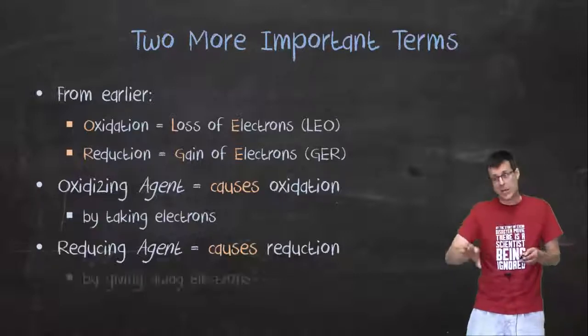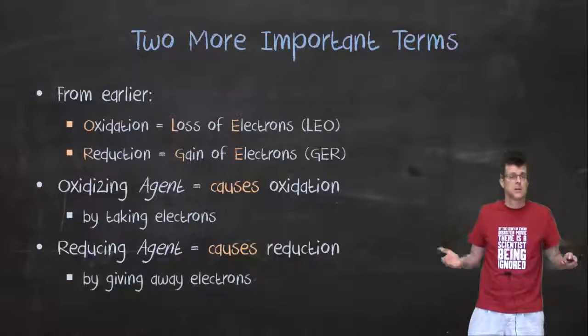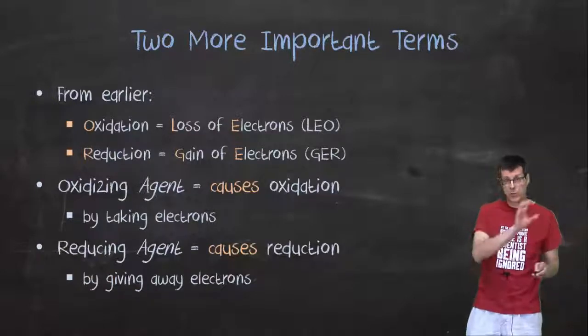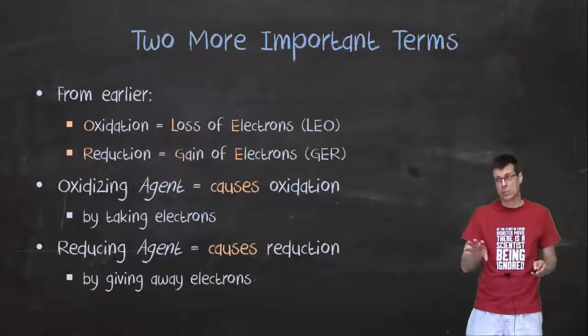Well, the thing that gave electrons away lost electrons. So there are going to be some backwards things. So an oxidizing agent gets reduced.